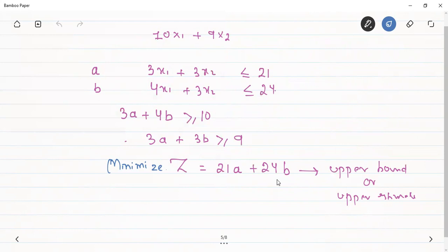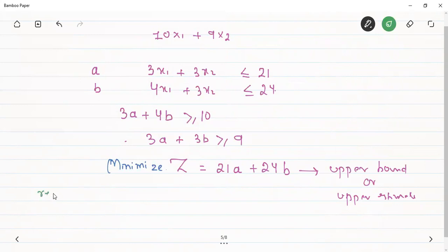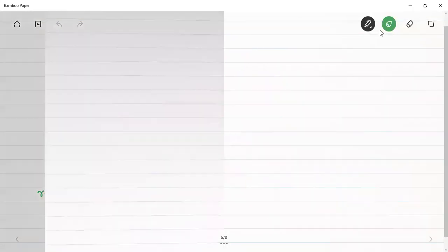So see here, what does this problem become? We replace these constants by some different constants. In this case, we will replace z by w, a will be replaced by y1, and b will be replaced by y2. So I will write: minimize w is equal to 21y1 plus 24y2. So the problem now becomes this.